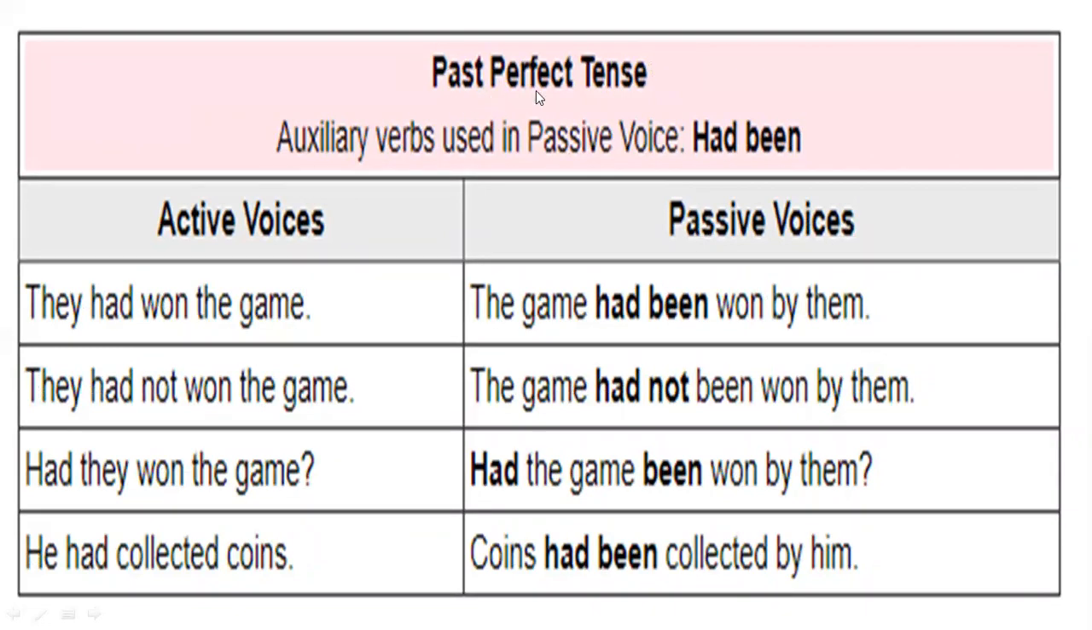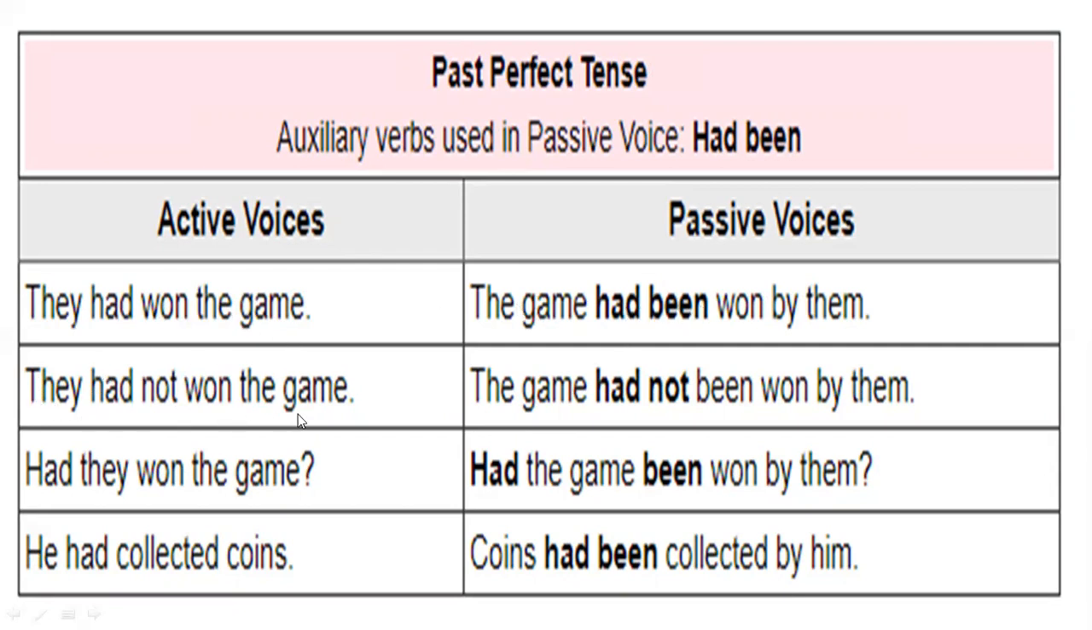Third one, that is past perfect tense. The auxiliary verb used in past perfect tense in passive voice is had been, only had been, for all types of subjects, whether singular or plural. They had won the game. The game had been won by them. Now we know that in past perfect tense we already use the third form of verb in the active voice also. That is subject plus had plus third form of verb plus object. This is the sentence construction of active voice, but in passive voice we'll be using had been.